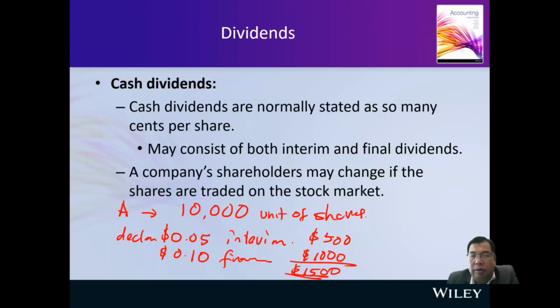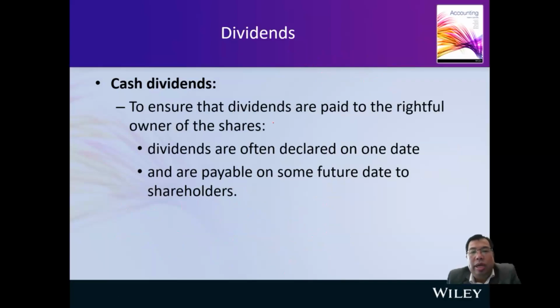So this is the cash payment for you. You're going to receive the money, but for the business, they're going to issue cash to the shareholders. So the journal entry will be debit dividend paid, and credit cash.